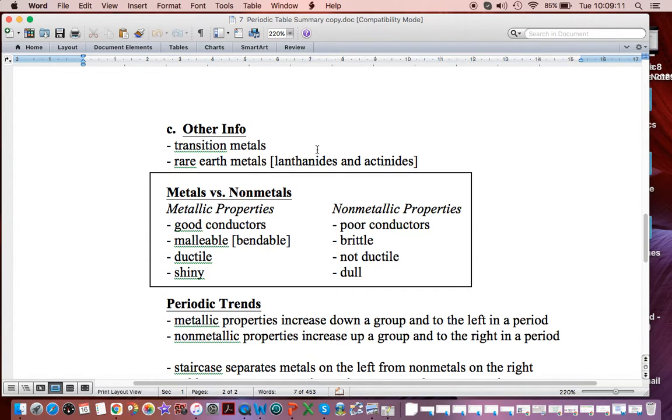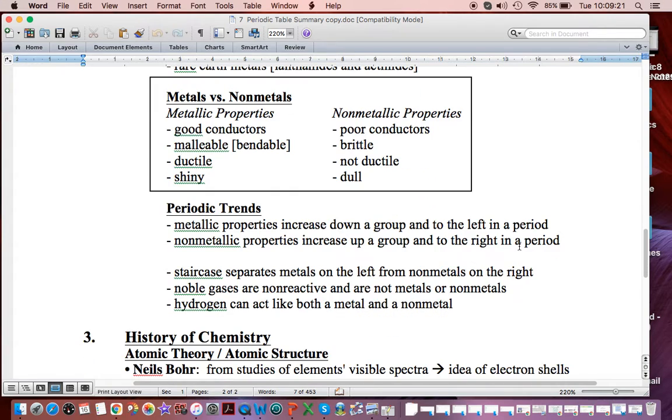We should know where transition metals are, the rare earth metals, lanthanides and actinides. We did a unit on properties, so here are some examples of metallic properties, and here are some examples of non-metallic properties. We should know that as we go down a group, elements become more metallic. As we go to the left, elements become more metallic. Therefore, as we go to the right and up, elements become more non-metallic. We have a staircase separating the metals from the non-metals. Elements near the staircase will have the properties of both and are typically called metalloids.